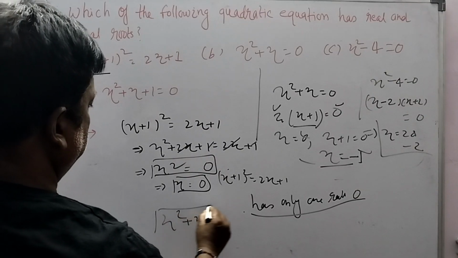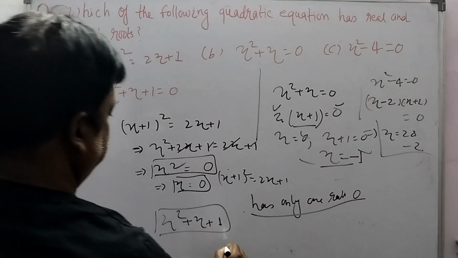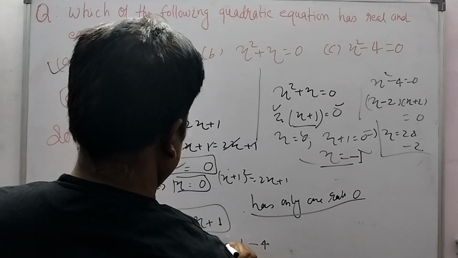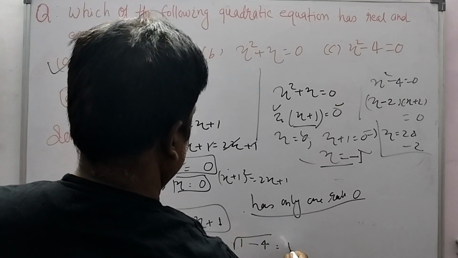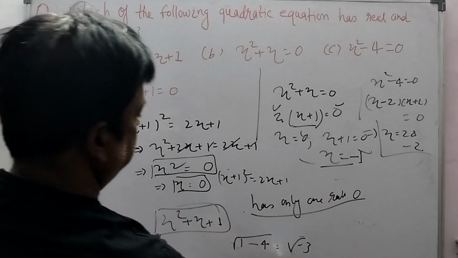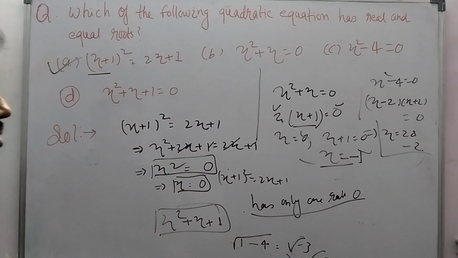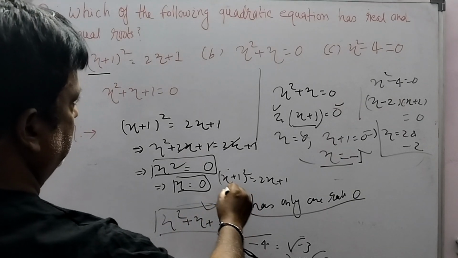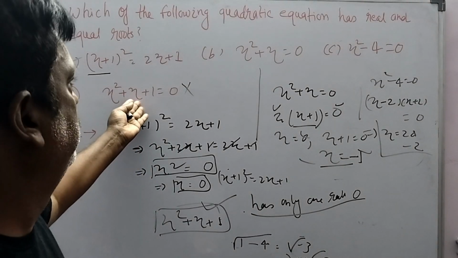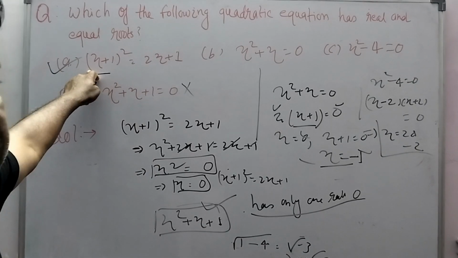So we have to use the discriminant formula b square minus 4ac, which here equals minus 3. So this equation has discriminant minus 3, whose root is not a real number. So this has no real roots, not even a single root is possible. So the first equation is the only answer.